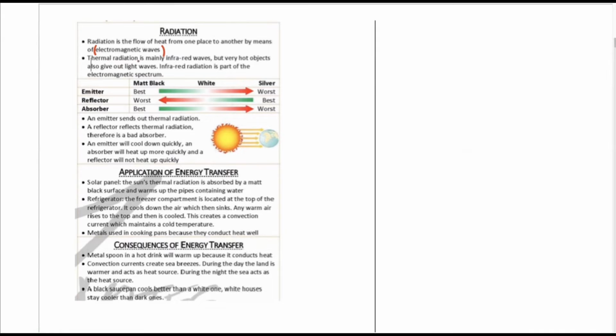Thermal radiation is mainly infrared wave. Infrared wave. So, electromagnetic wave, there are many types. How many types are there? So we do a quick revision.